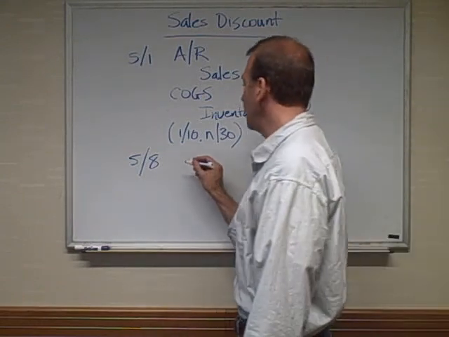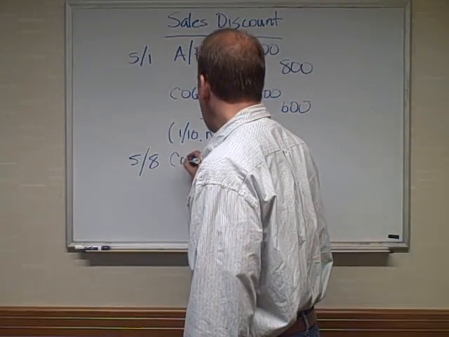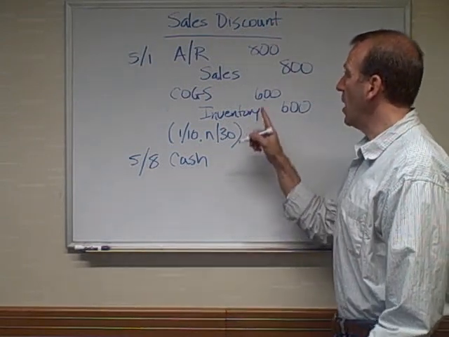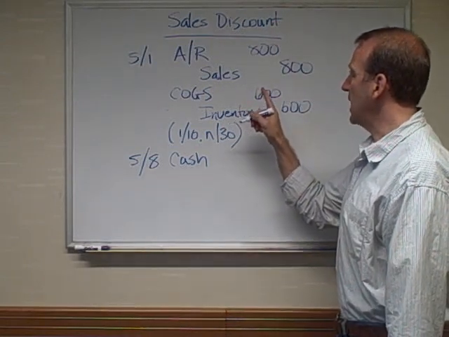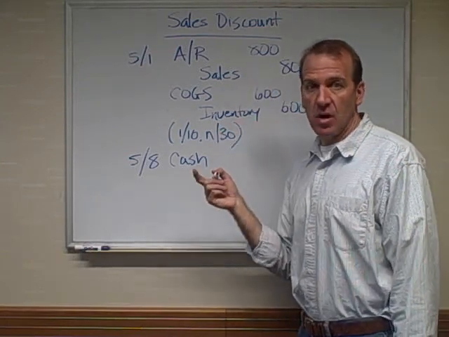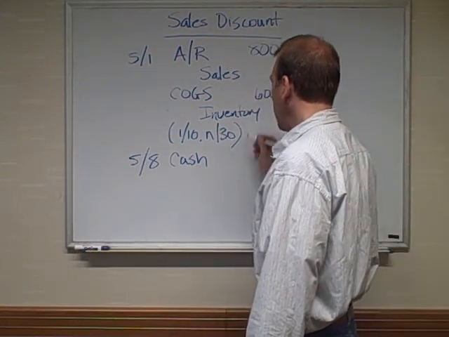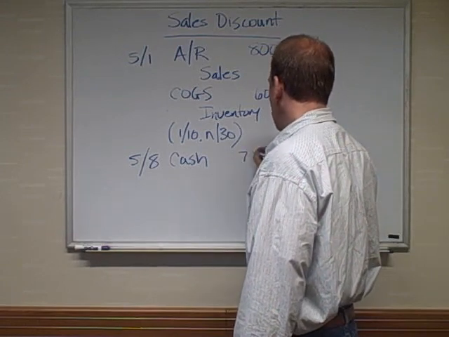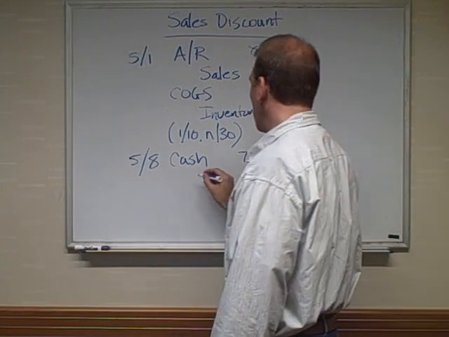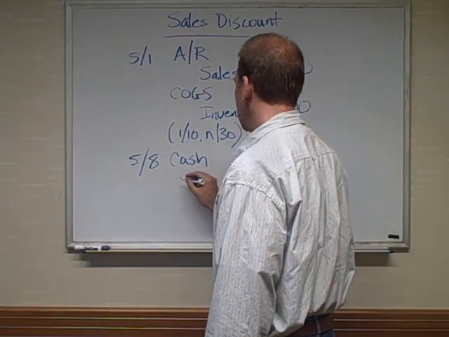So they're gonna pay us, and the entry will be cash. They're gonna get a 1% discount, okay? A 1% discount, and they owe us $800, but 1% of that is $8. So they're not gonna pay us the full $800, they're gonna pay us $792. And then we're going to eliminate our account.